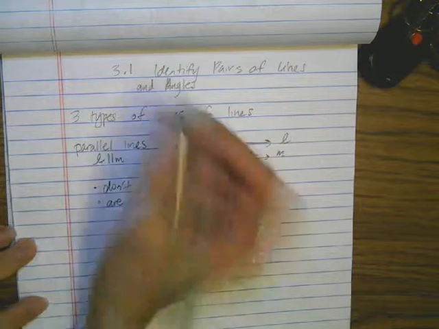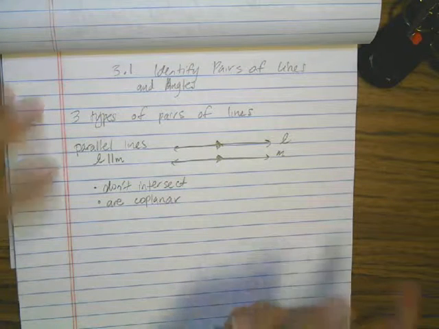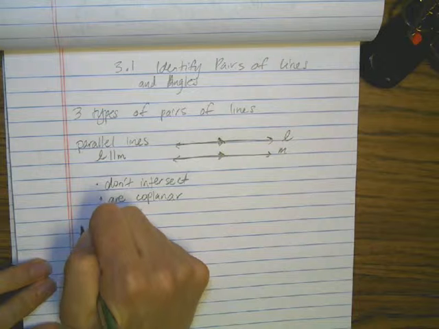When I said there were three types of pairs of lines, well, that's correct. There are also skew lines.